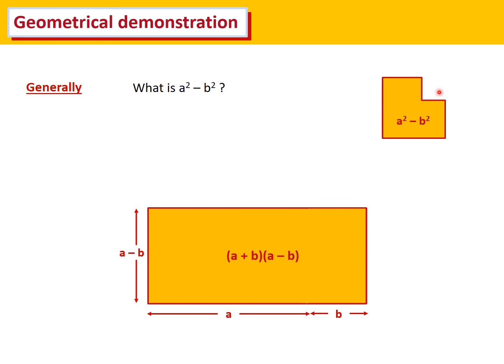Told you to keep your eye on it, which means that a squared minus b squared, the area of the L shape, must equal the area of the rectangle. And therefore we are left with, generally, a squared subtract b squared can be factorized as, in brackets, a plus b, close brackets, and in a second bracket, a minus b.